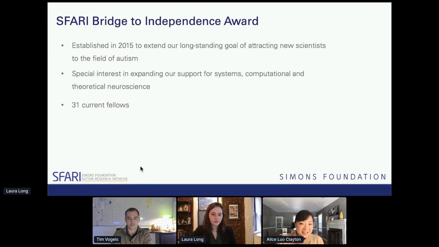I'm happy to say that all of them have transitioned successfully to terrific positions. And the first ones are now just coming to the end of their award. So in the past couple of years they have been applying for R01s and other coveted grants. And to date, the success rate has been extremely good, with many of them getting R01s and DP2s and other kinds of prestigious prizes.